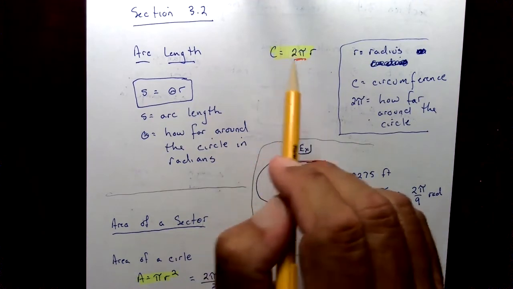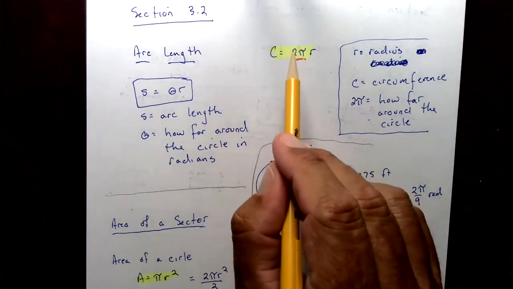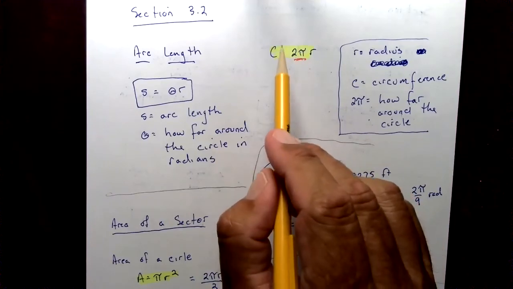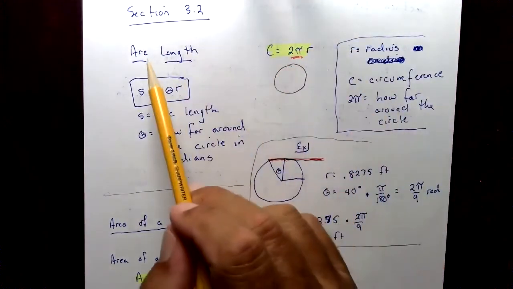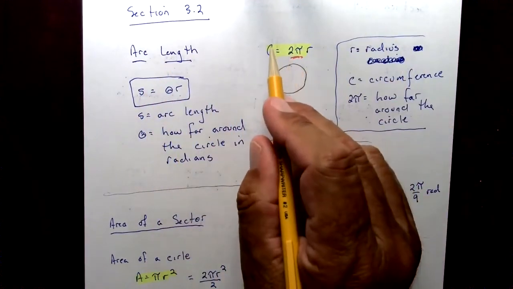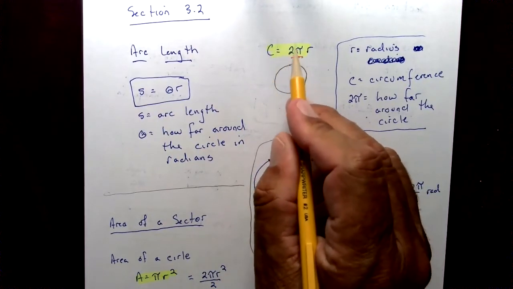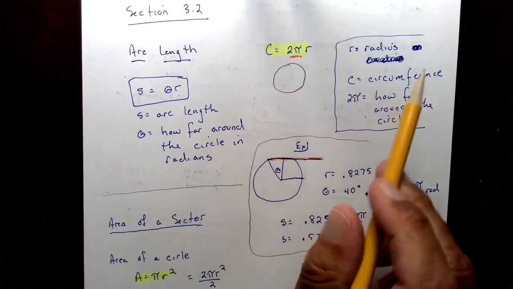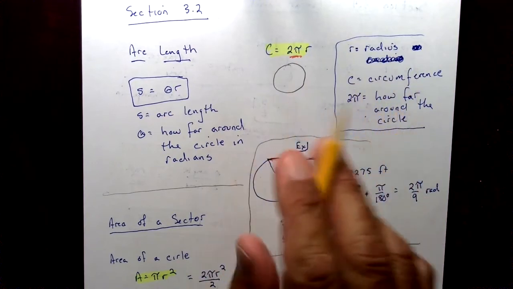Now, as you're working through this section, you should start to recognize that this 2 pi is all the way around a circle, and the circumference is all the way around the circle. So in order to start talking about something called the arc length, we're going to recognize that the circumference is the arc length of going all the way around a circle. This 2 pi is radians. So as I look around, I just made some notes. R is radius, C is circumference, and 2 pi is all the way around a circle.